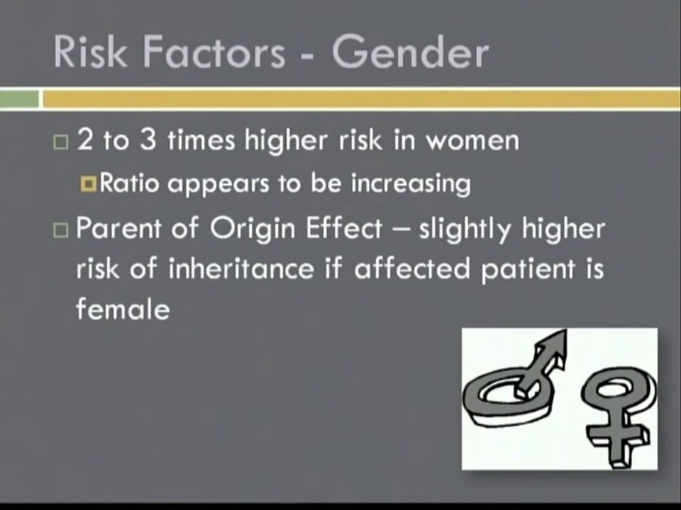Another risk factor is gender. So we know that MS occurs 2 to 3 times more often in women, and this does seem to be an increasing ratio. And also, if the MS patient is a female, then the relative of the patient has a slightly increased risk for getting MS compared to if the MS patient is a male. But that's just a slight increase in risk.